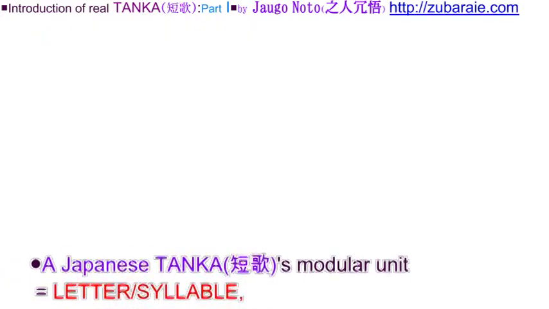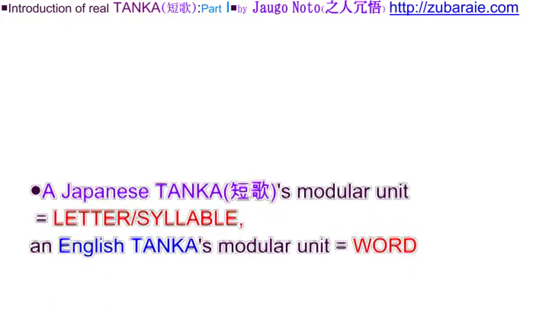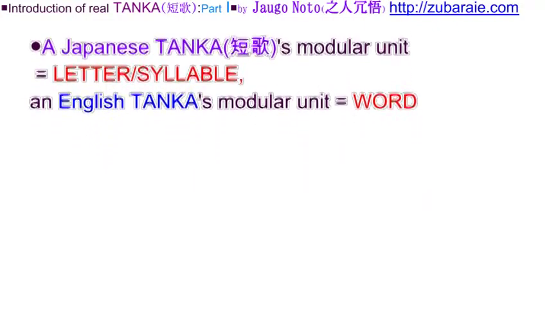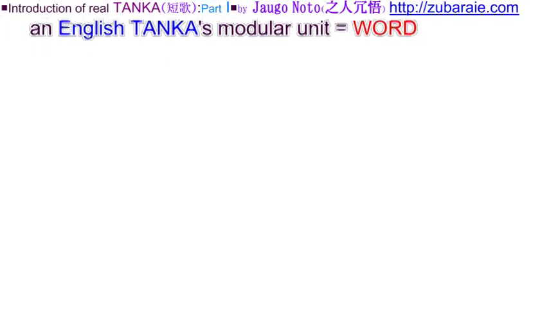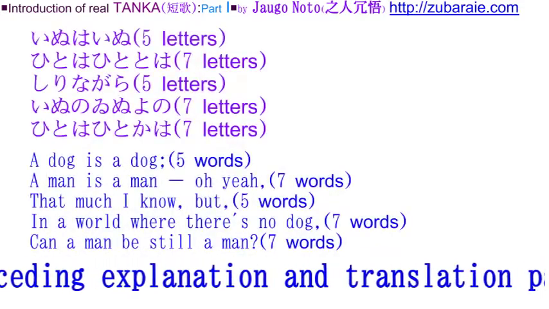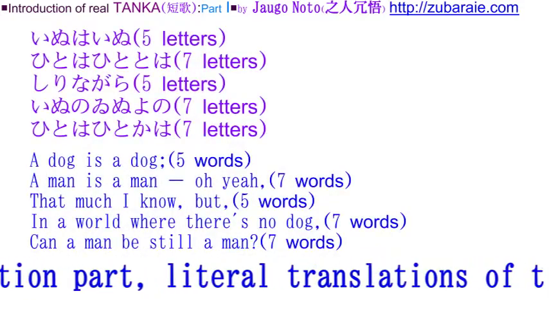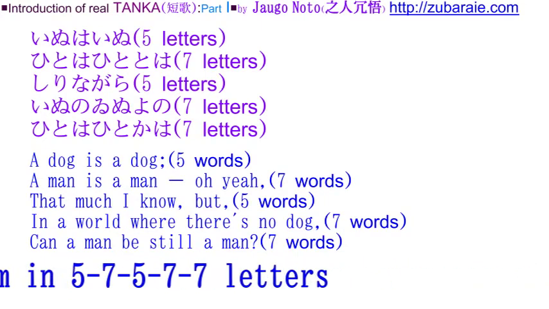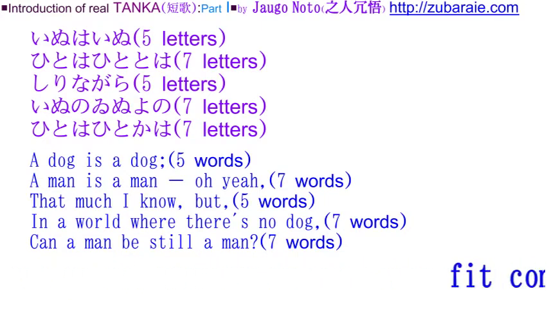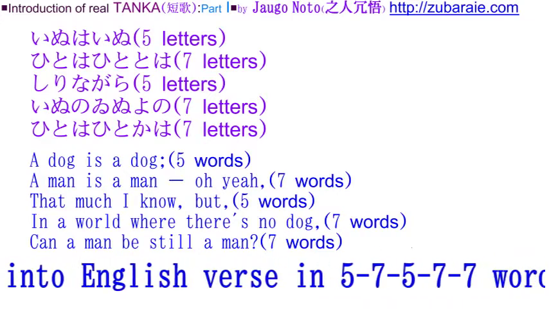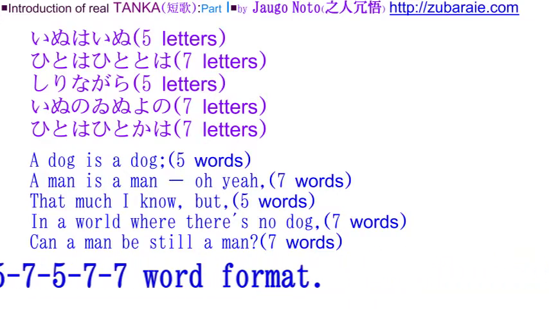A Japanese tanka's modular unit equals letter and syllable. An English tanka's modular unit equals word. As you can see in the preceding explanation and translation part, literal translations of the original Japanese poem in 57577 letters fit comfortably into English verse in 57577 word format.